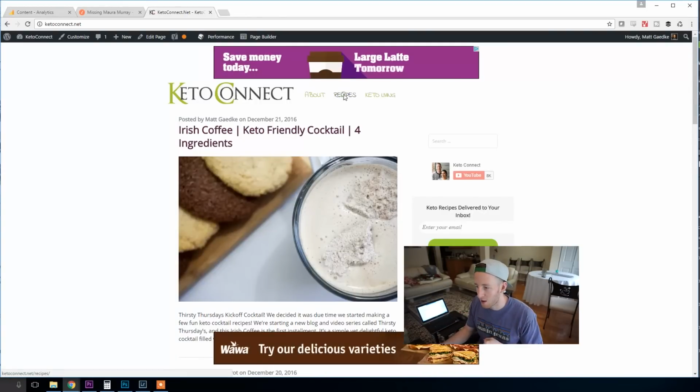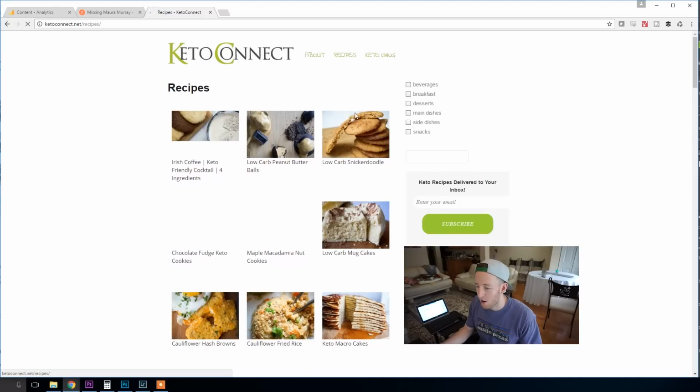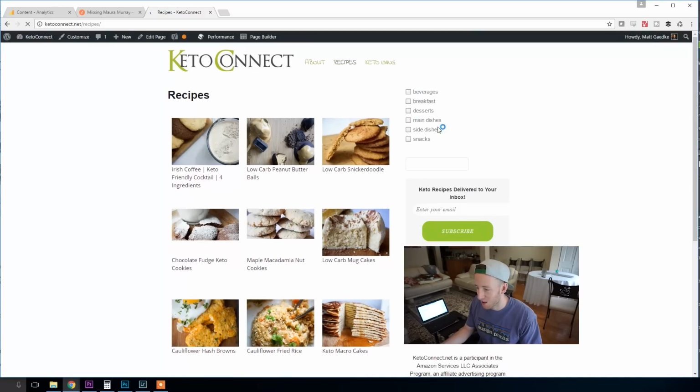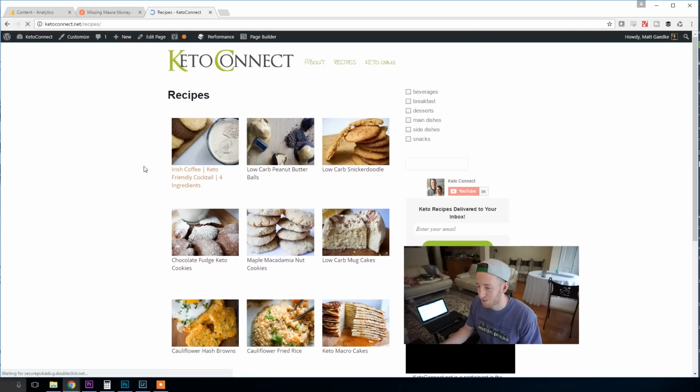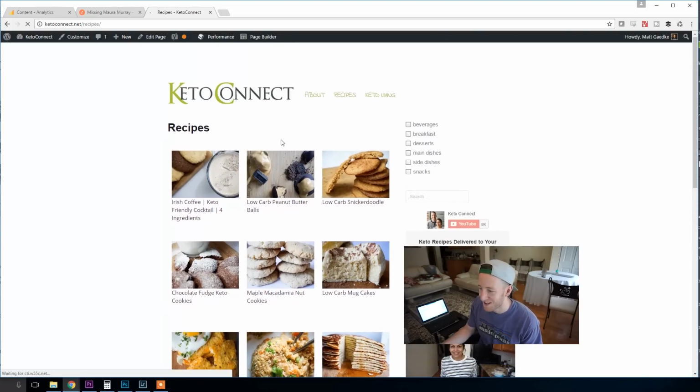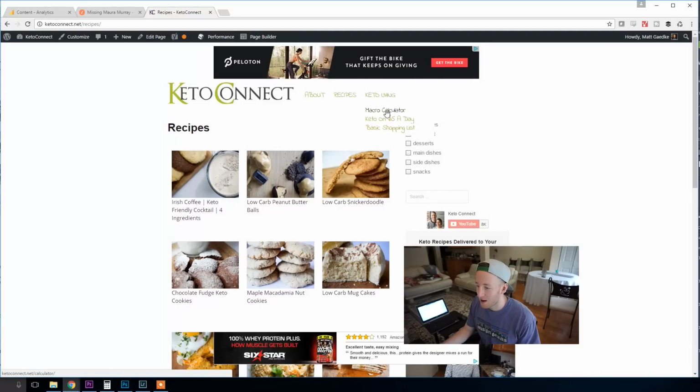We got a lot of great recipes. We finally got our recipe page working with some check boxes and stuff, so that's good. You can actually find recipes now. But the macro calculator is under the Keto Living tab.